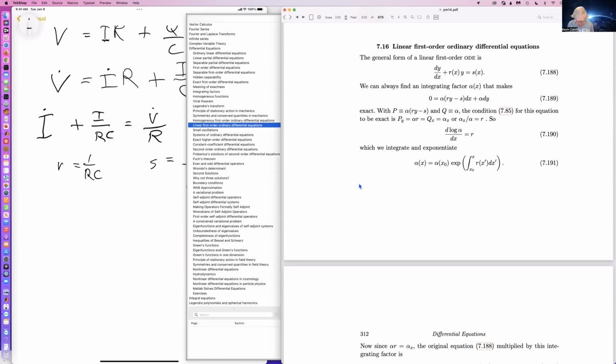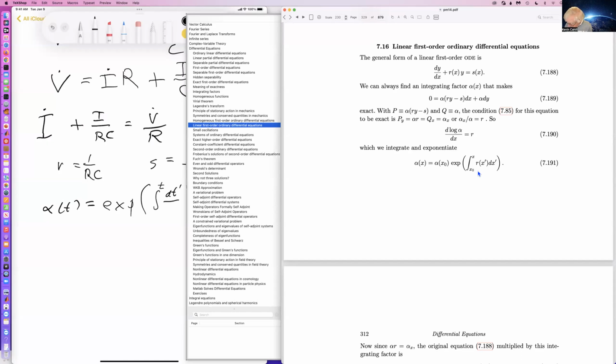And so then if we just plug this in, well, what's alpha? Alpha then is the integral of R. R is a constant. So alpha of T is, apart from an overall factor that doesn't matter, exp of the integral up to T of R, but R is just 1 over RC. So this is just e to the T over RC. So that's what alpha is.